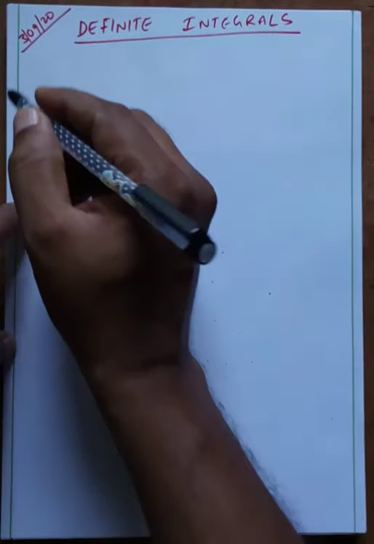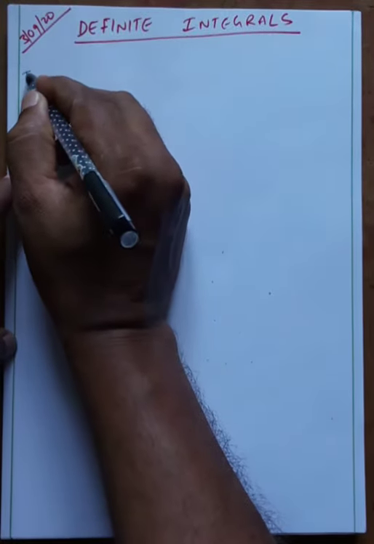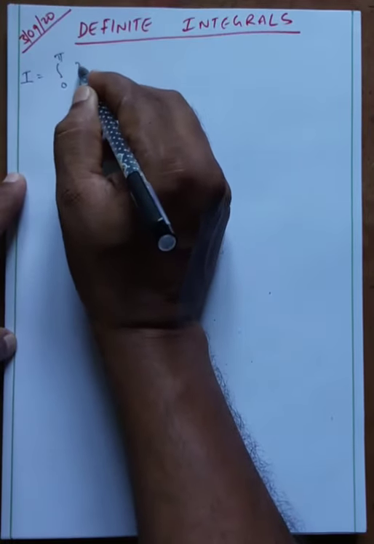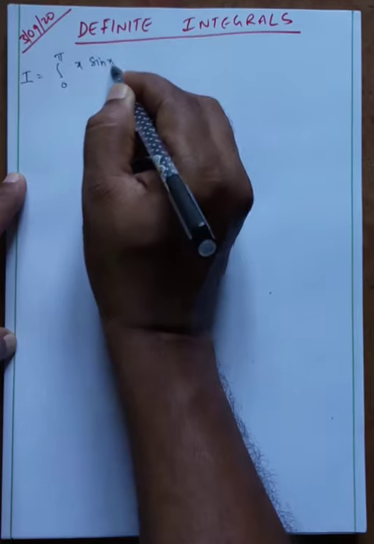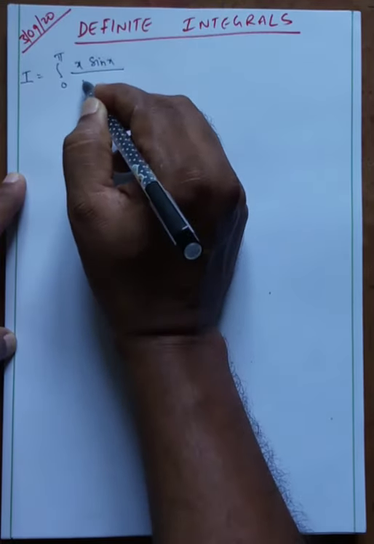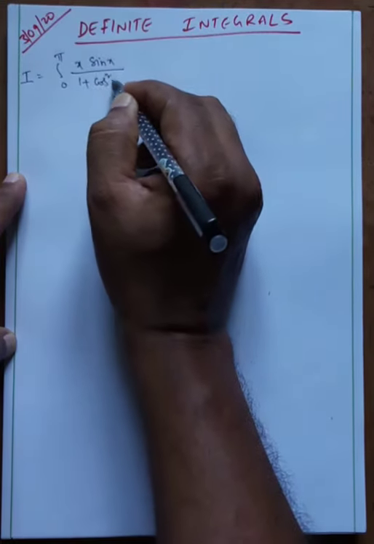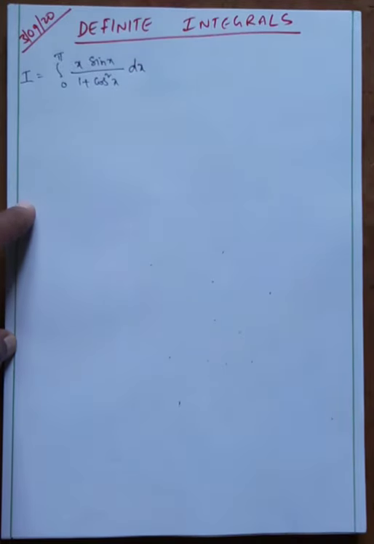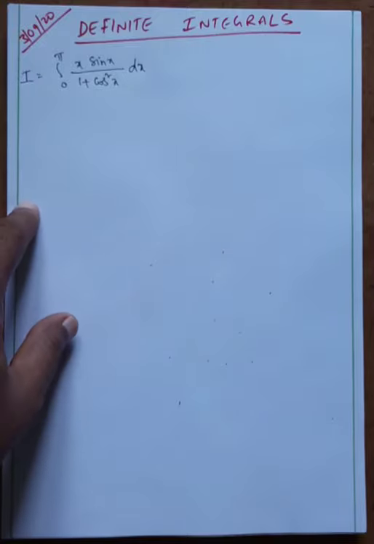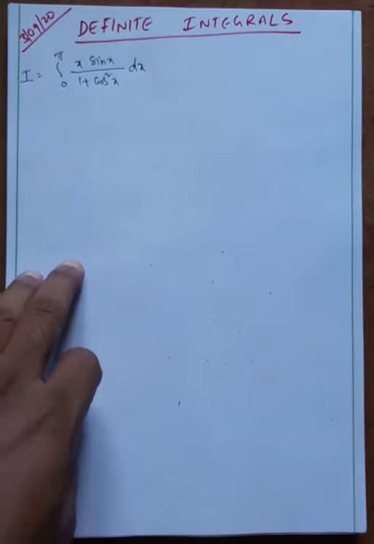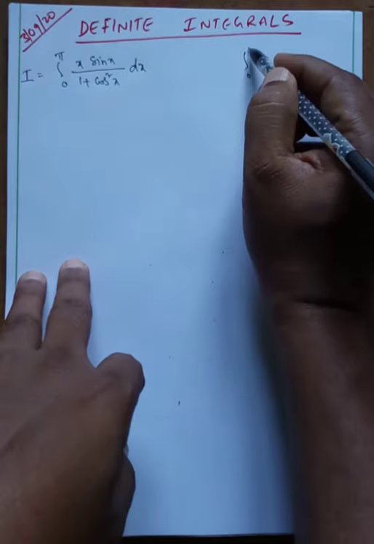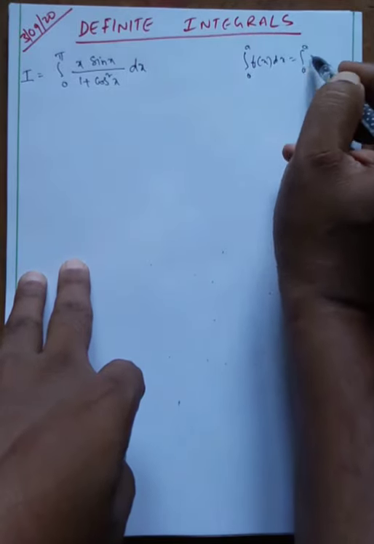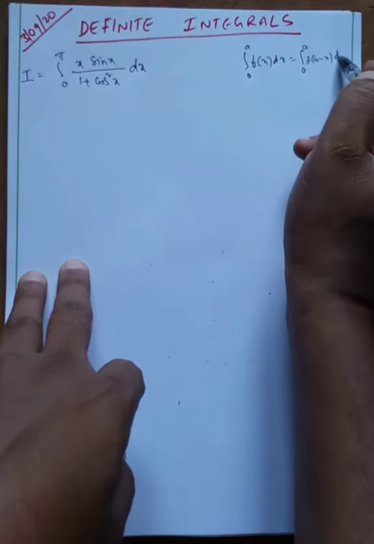Suppose I is equal to integral 0 to pi of x sin x by 1 plus cos square x dx, my dear students. Integral 0 to pi x sin x by 1 plus cos square x. Now here apply the formula: integral 0 to a of f of x dx is equal to integral 0 to a of f of a minus x dx.